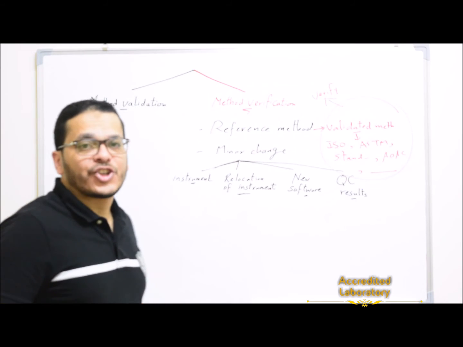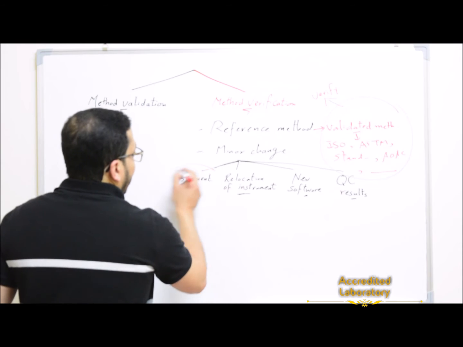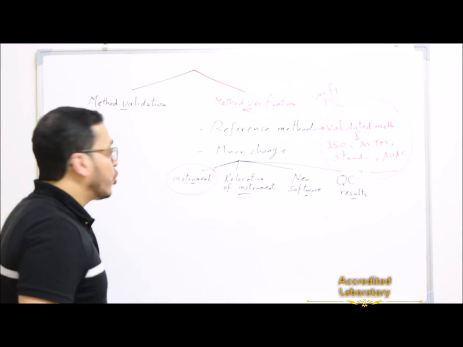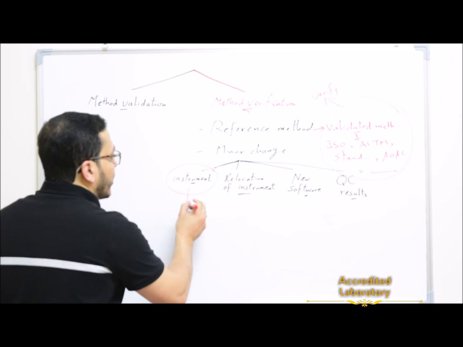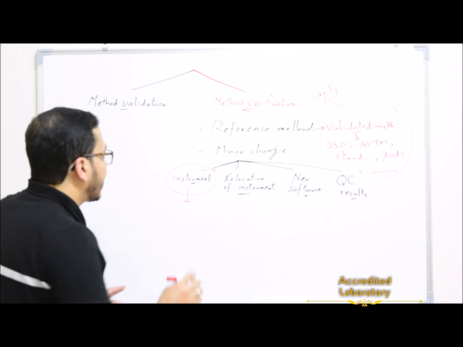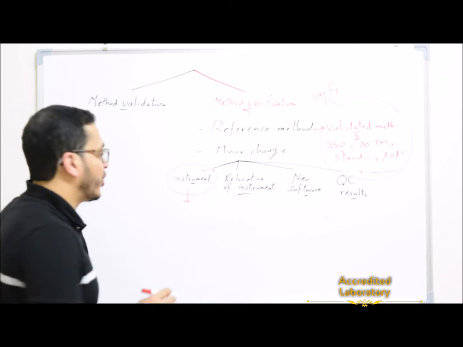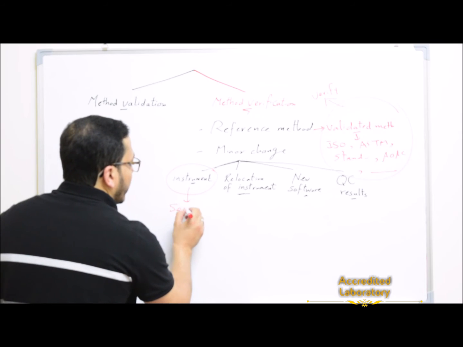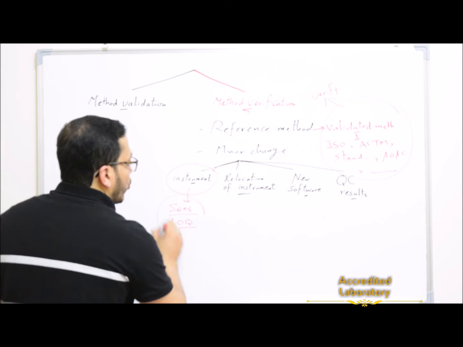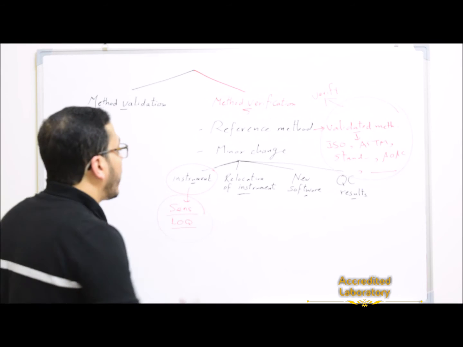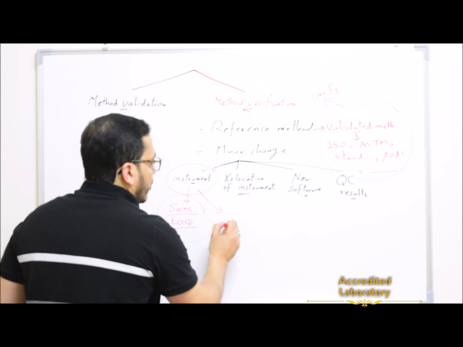Also, if there are minor changes like a similar but new instrument, you have an instrument and you change it by another one, but same, everything same. In this case, some parameters will change, like sensitivity of the instrument, like LOQ of the instrument. So you just need to verify the performance of the method.